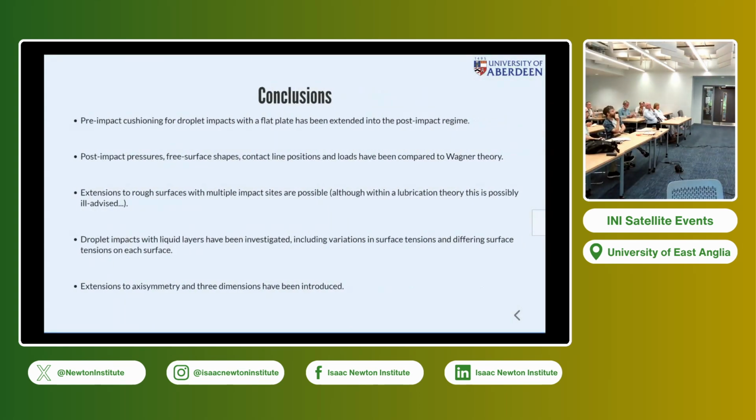So to wrap up what I've done, I've looked at some post-impact problems where I've regularized the gas cushioning to allow me to continue the solutions beyond the point at which touchdown would occur. I've done quite a few comparisons with Wagner theory for various things in droplet impacts to solid plates, and there's good agreement for a range of different things in there. Some extensions to roughnesses and impacts with liquid layers, and I've tried to say roughly how you extend these things to three dimensions, work ongoing in that area.